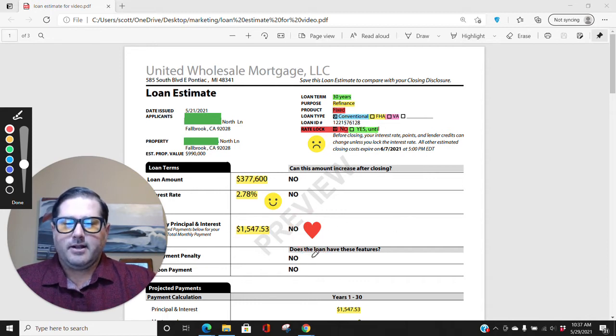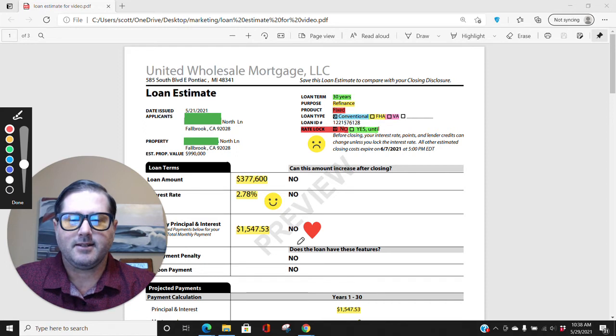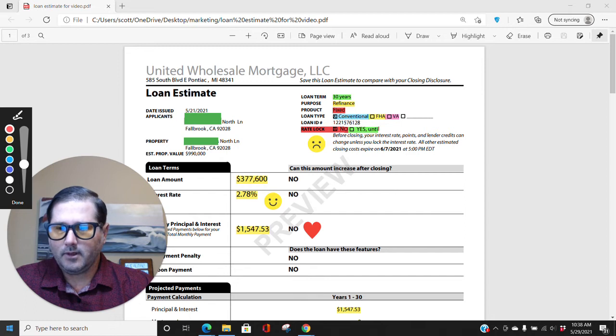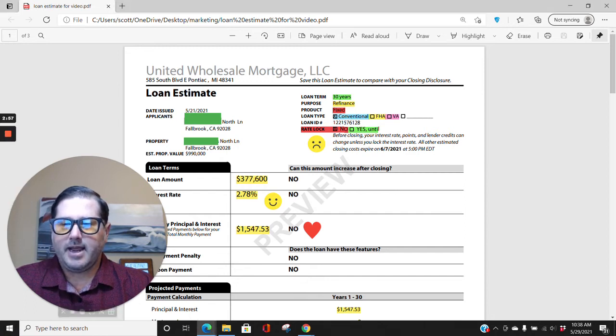Prepayment penalty, no. Balloon payment, no. That's important. You probably don't want to have either of those features. Sometimes they make sense, but man, I haven't done a loan with a prepay. I haven't done a loan with a balloon payment in years, okay? So let's get out of my pen tool here so we can adjust the page.